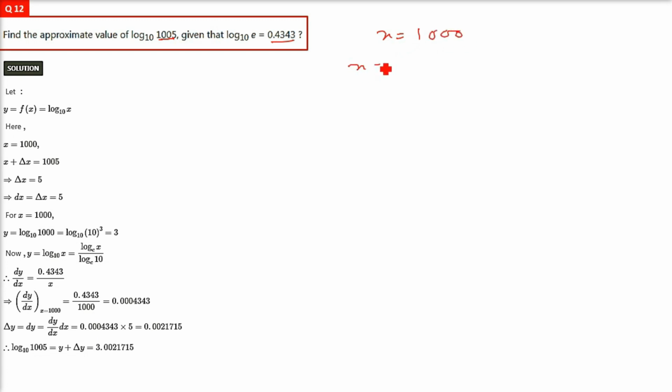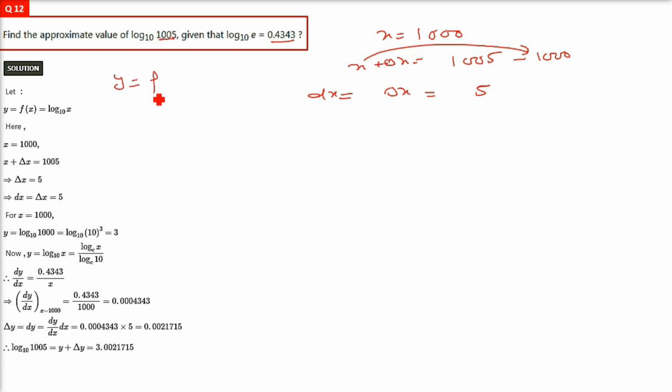So that delta x is 5. That is, x plus delta x, the total value, is 1005. So delta x, subtracting this, is going to be 5. Now we have a function which is log and the base is 10. Please remember, in order to differentiate, we need to get this in base e.